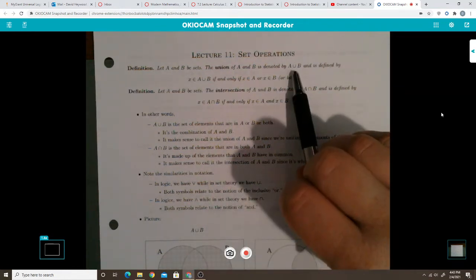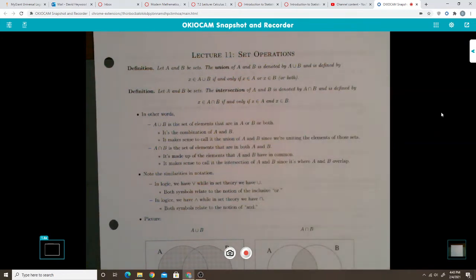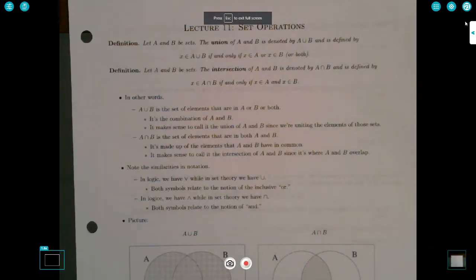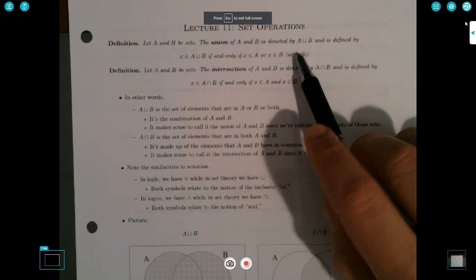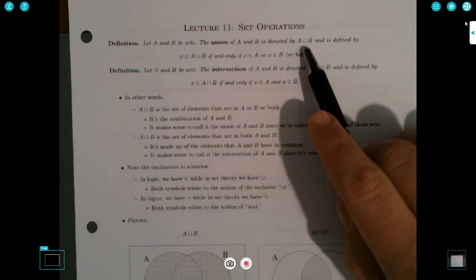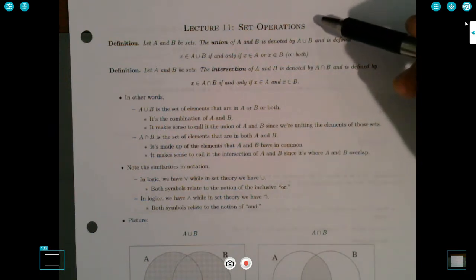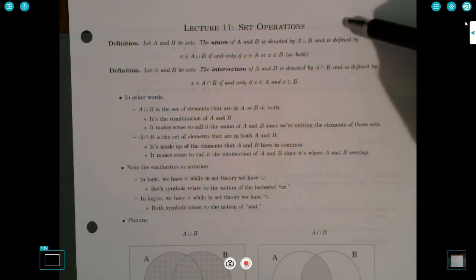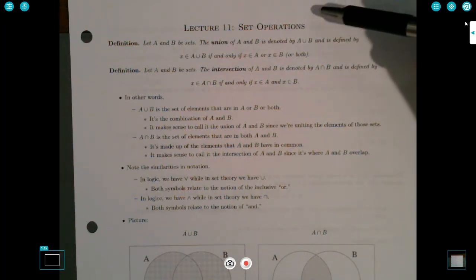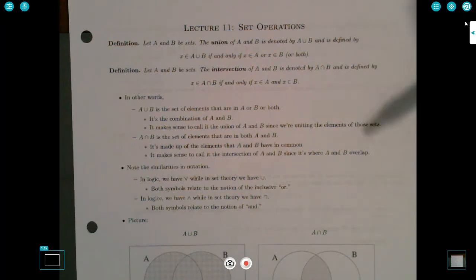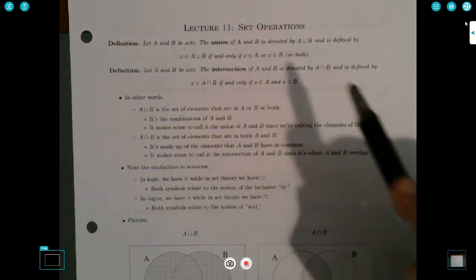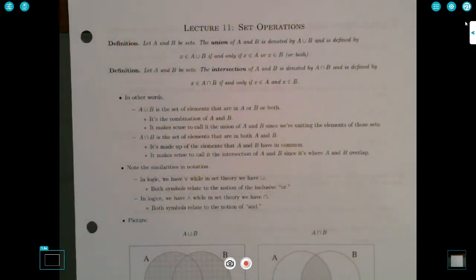You'll notice the striking similarity between this and the logical operator, the little V sign, right? And we said P V Q is true as long as either P is true or Q is true or both. Right, so this is a very, very similar concept, right?